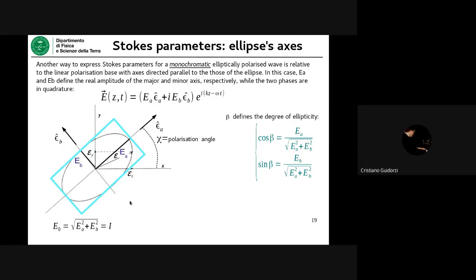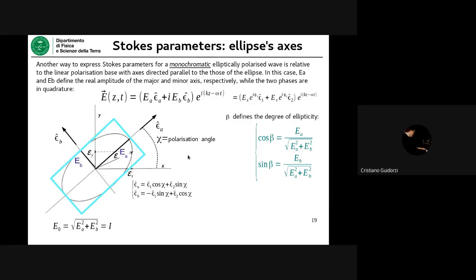How can we see that? Just project the two unit vectors, epsilon A and epsilon B, on your linear base unit vectors. Epsilon 1 is along this axis here, and epsilon 2 is along this axis. This is just something from your very first year of undergraduate courses. This is just a rotation of the two bases, and the rotation angle is just the polarization angle, chi.